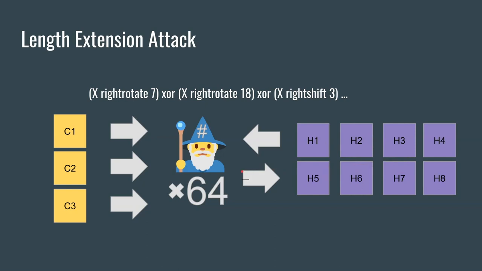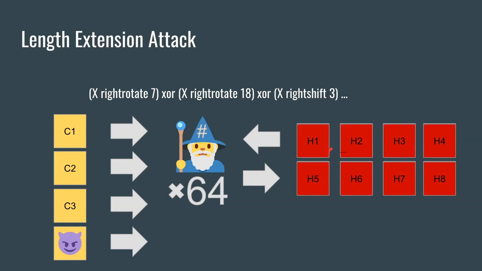Now where the length extension part comes in, the attacker can set up their internal state to this final hash value. They can then feed in an extra block on the end, feed that to the hash algorithm to get this maliciously modified hash out of the other end.